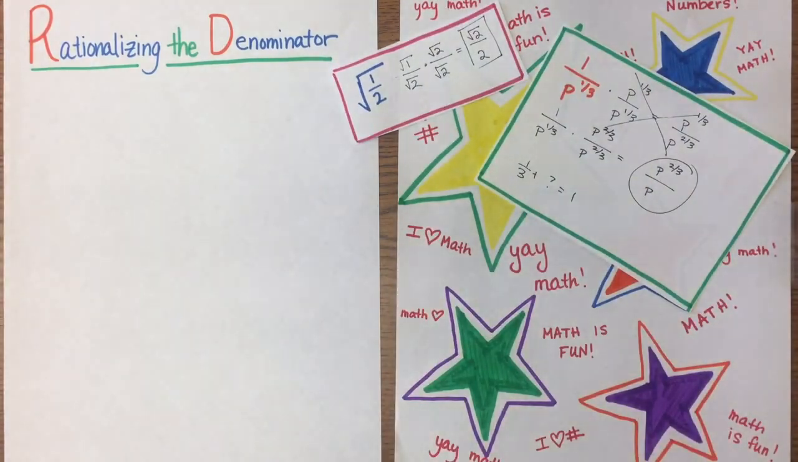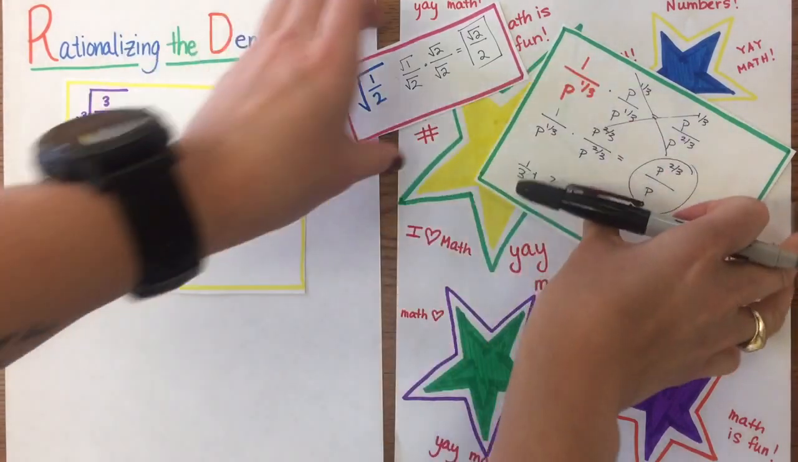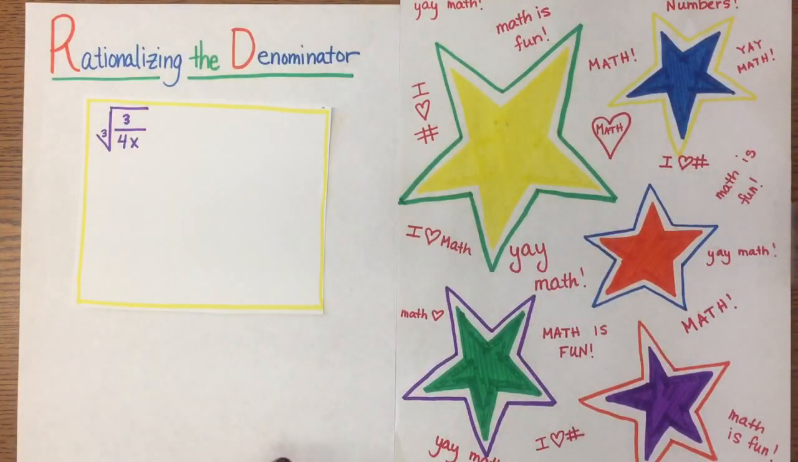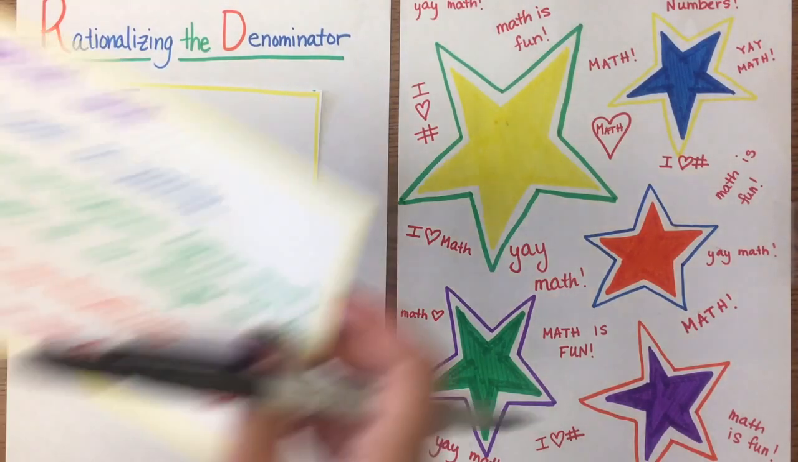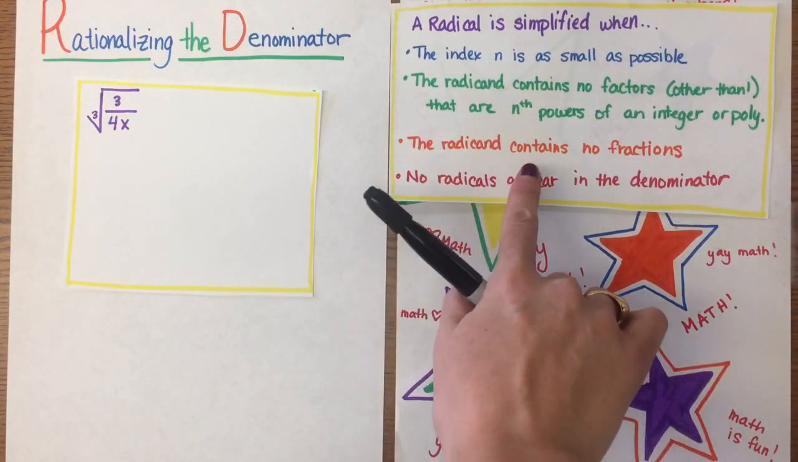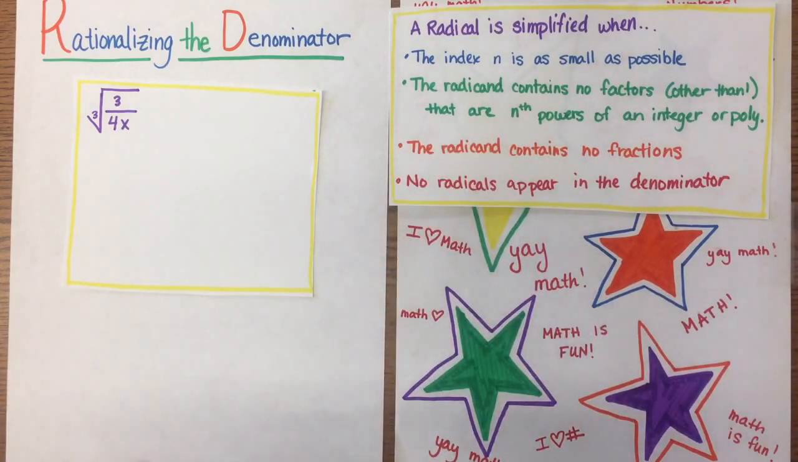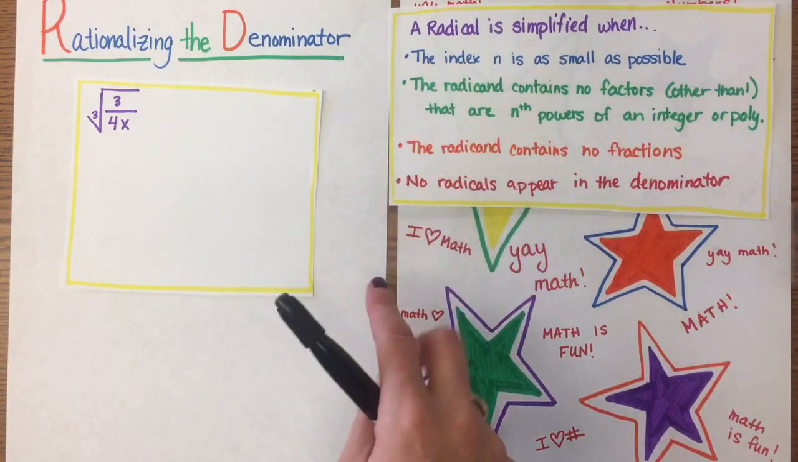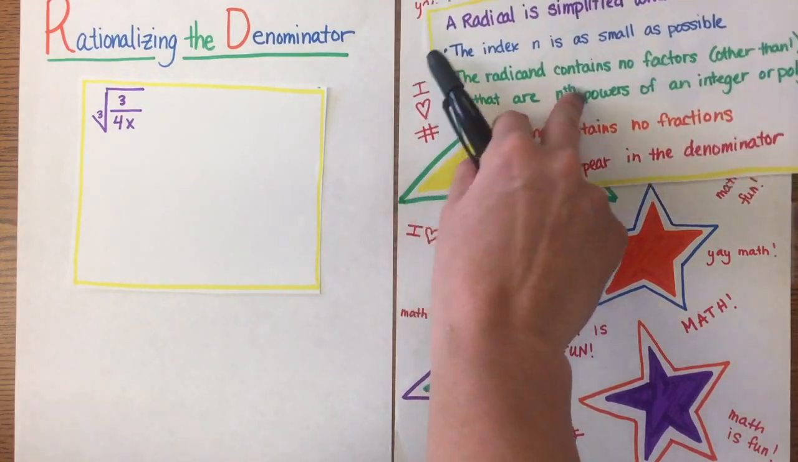Now, I can look at something a little bit more complicated. In this problem, I'm looking at the cube root of 3 divided by 4x. So I have a radical with a radicand that contains a fraction, so I have an issue there. And I want to make sure that n is as small as possible. The radicand contains no factors. So I want to work through this.